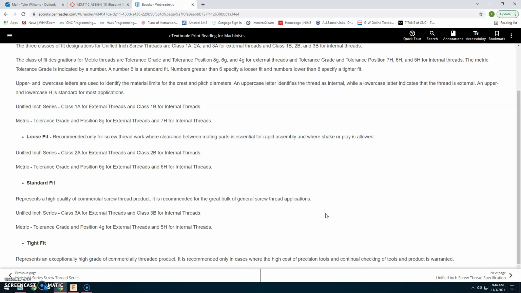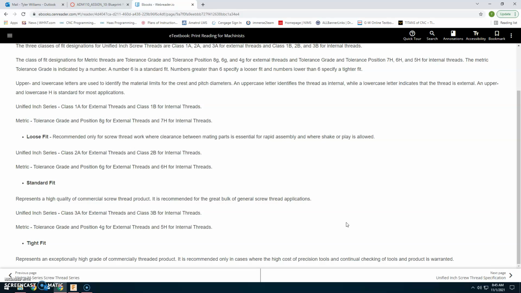Then you've got standard fit, which represents a high quality commercial screw thread product. It is recommended for the great bulk of general screw thread applications. So Unified Series Class 3A for external, 3B for internal. Metric would be tolerance grade and position 4g for external threads and 5H for internal threads.